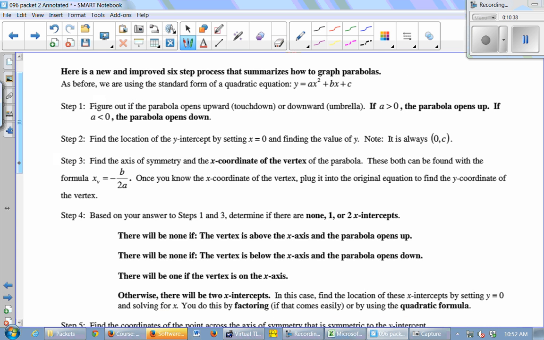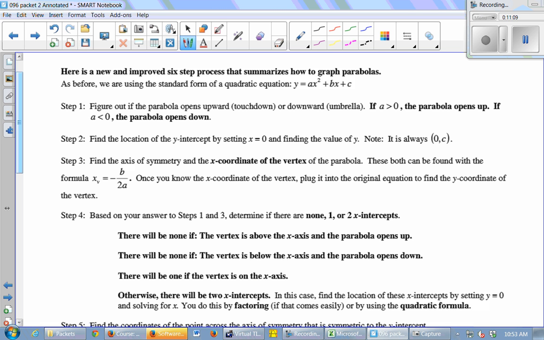So our new and improved 6-step process that summarizes how to graph parabolas. So you start with y equals ax squared plus bx plus c. And just like before, the first thing you do is determine, does this thing open up or down? The a value tells you if it opens up or down. When a is positive, up; a negative, down. Because positive people smile and negative people frown. If you need help remembering that.